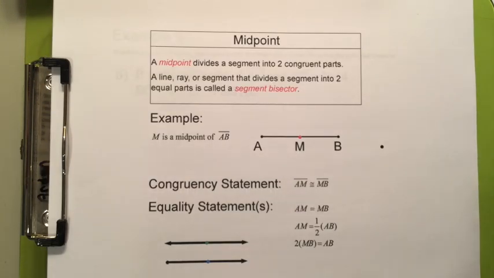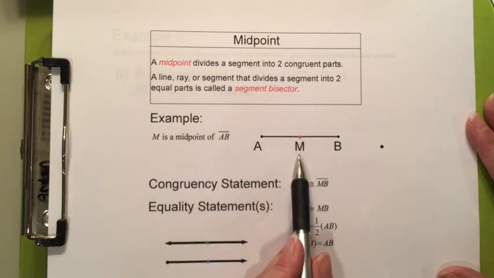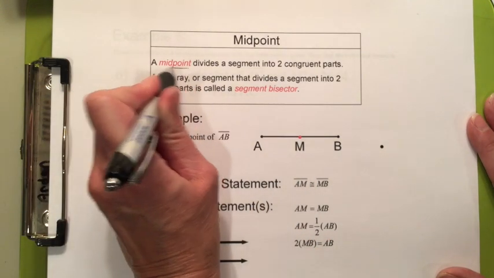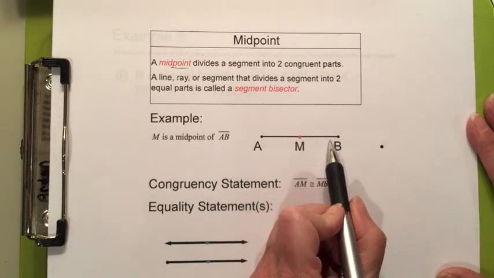Okay, so moving right along, now let's go to midpoints of segments. A midpoint divides a segment into two congruent parts, or two equal parts. You can have a line, a ray, or a segment divide another segment, and if you have that, that would be called a segment bisector. So in the example here, it's just showing you a point. The midpoint is a point that is going to divide segment AB into two equal parts.